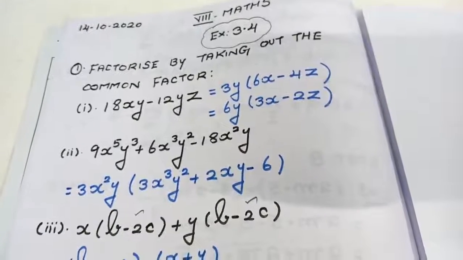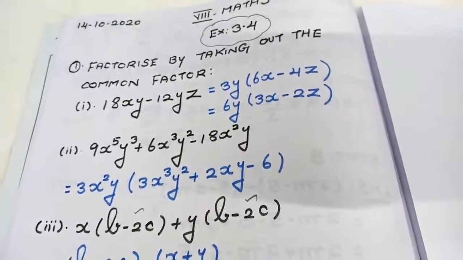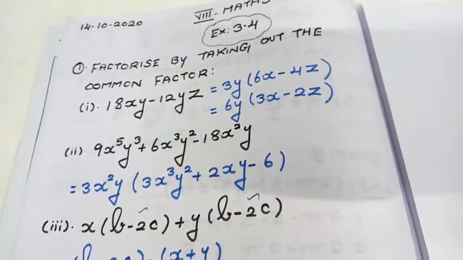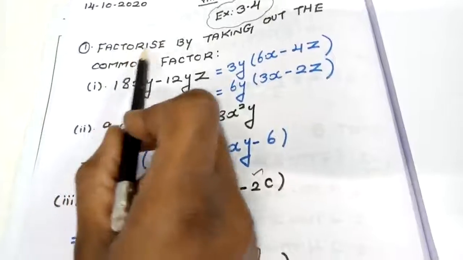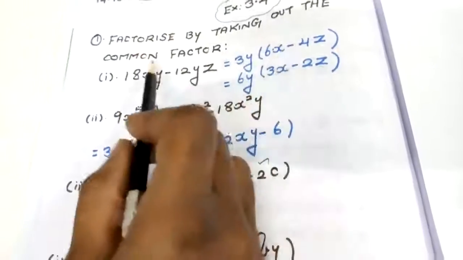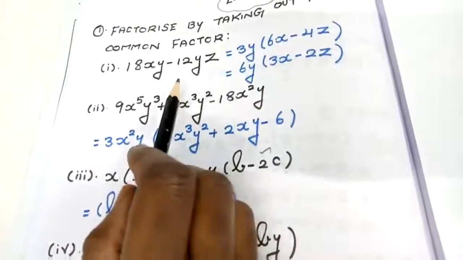In today's class, we are going to see exercise 3.4. In exercise 3.4, we are going to see the sums based on factorization. So the first question is: factorize by taking out the common factor. They will be giving you a question.